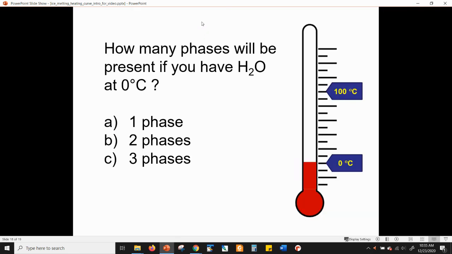Okay, how many phases will be present if you have H2O at 0 degrees? Hit pause. Okay, we'll have two phases. 0 degrees is the melting point or freezing point of water. So if you're at 0 degrees, you have to have both liquid and solid water. Just like when you're at 100 degrees, you have to have liquid water and gas phase water or water vapor.